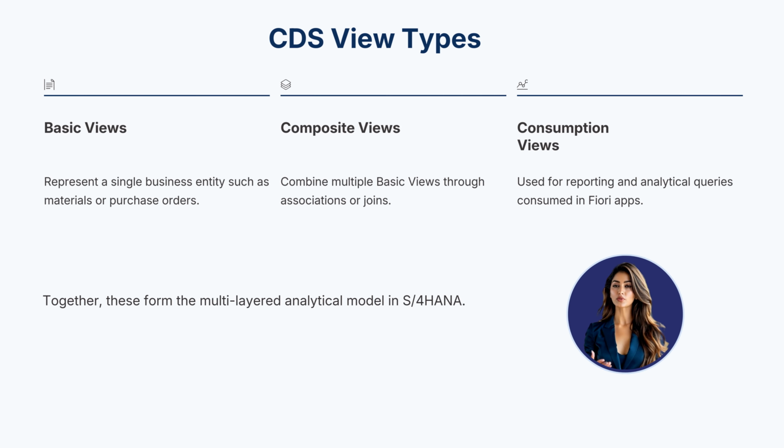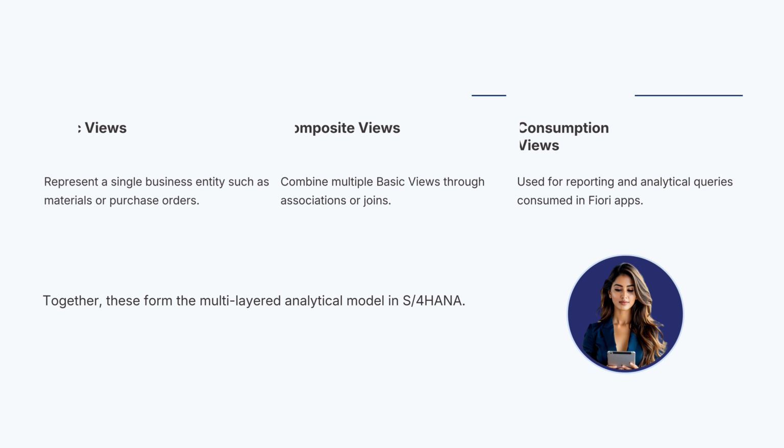CDS view types. There are three main types of CDS views. Basic views, which represent single entities like materials or suppliers. Composite views, which join multiple basic views. And consumption views, which serve as the presentation layer for analytics. Consumption views are the layer exposed to end users through analytical queries.